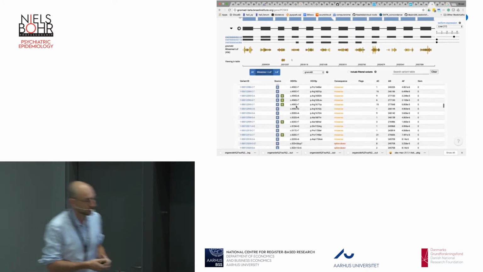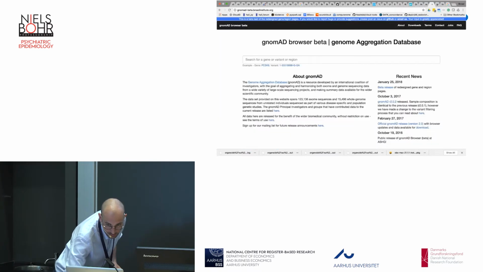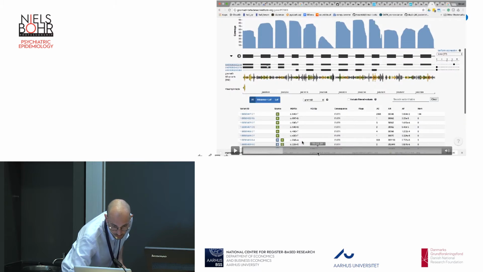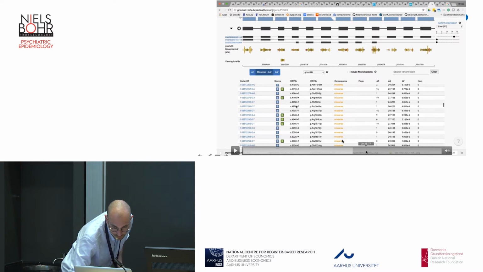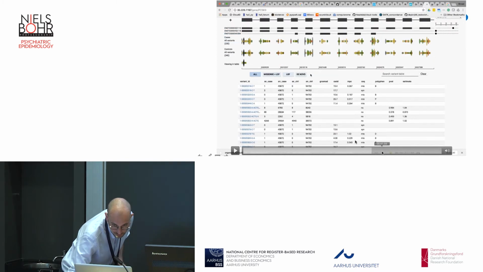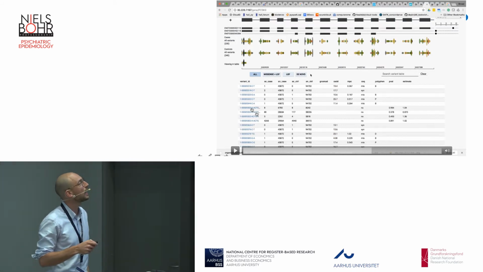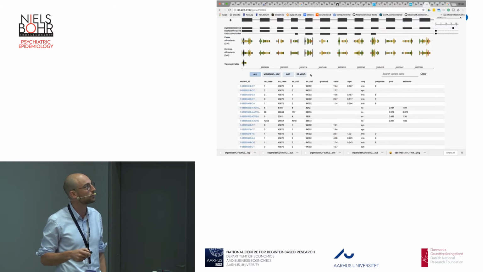Now I just moved. Let me pause a second. Maybe you didn't notice, but I just moved to another browser. Let's see here. Okay, you almost don't see the difference, but actually this doesn't have allele frequency anymore, only has p-values for exome sequencing analysis of schizophrenia.